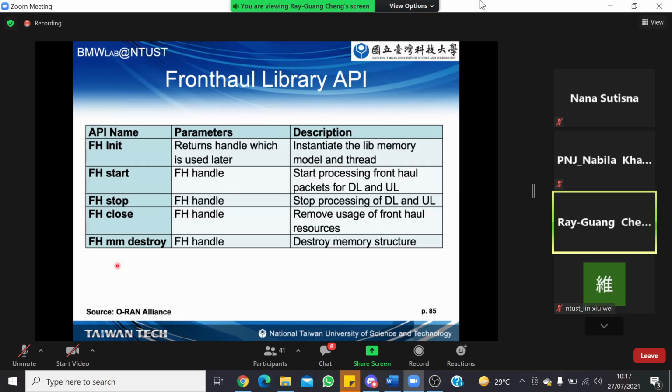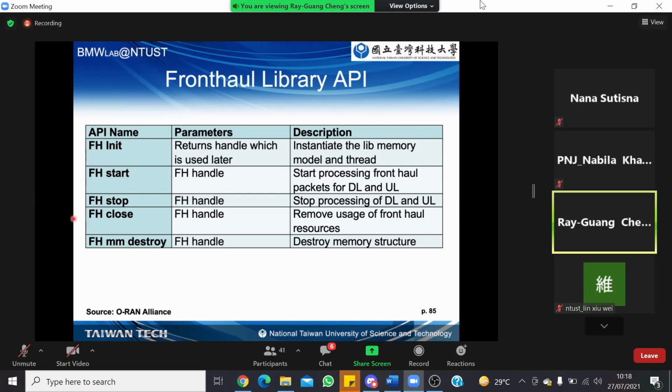They have a working group that defines the Fronthaul library interface. Basically, it's quite simple. They have Fronthaul initialize and start. First of all, initialize is to initialize all the memory, library model, and threads. Then they start to process the Fronthaul packets by running Fronthaul FH start.